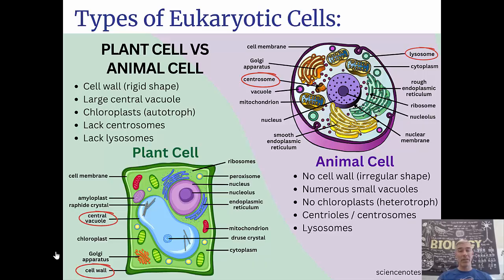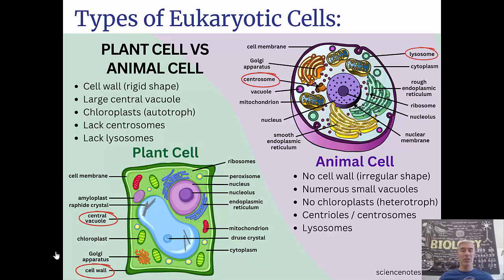So a big difference is plant cells, similar to prokaryotes, have a cell wall. That cell wall is made of different material. We'll get into that. That plant cell has a large central vacuole for storing water, which is very important in plants.